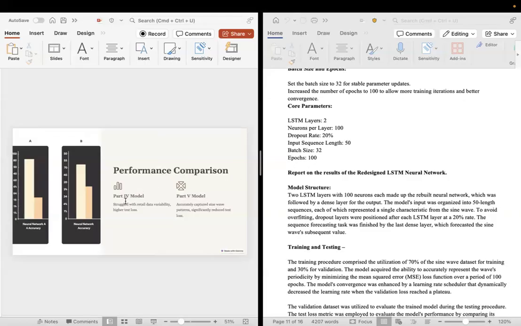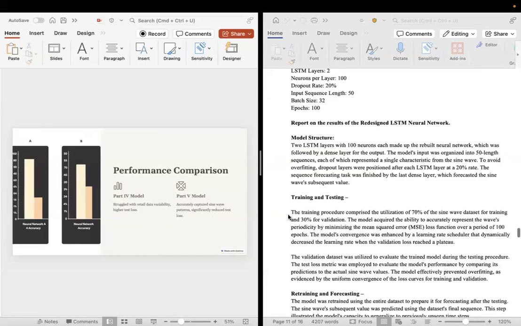Performance comparisons. Here is the part 4 model and part 5 model. The part 4 model struggled with retail data value variability, with higher test loss. The part 5 model accurately captured sine wave patterns and significantly reduced test loss.